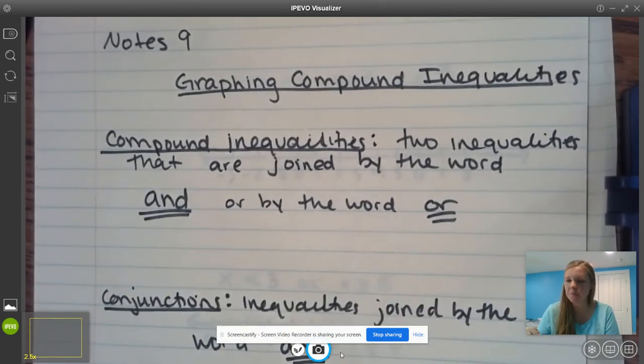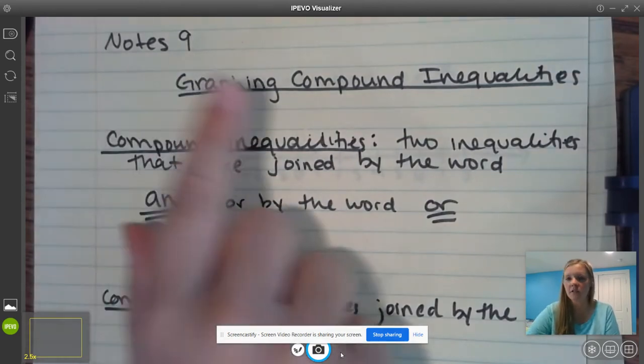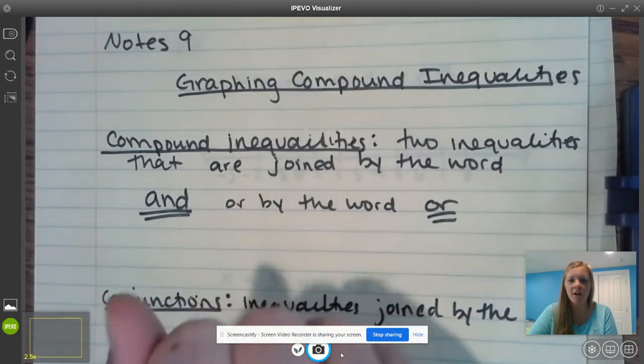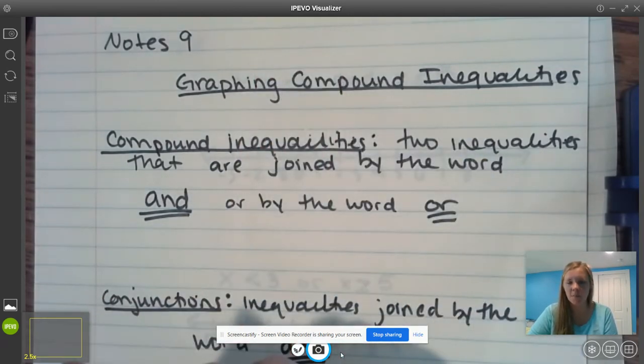I would like you to please get your notebooks out and be ready to take notes. These are called graphing compound inequalities. I mentioned graphing inequalities last week. We practiced graphing single inequalities.